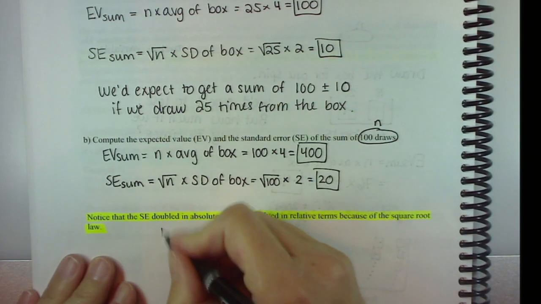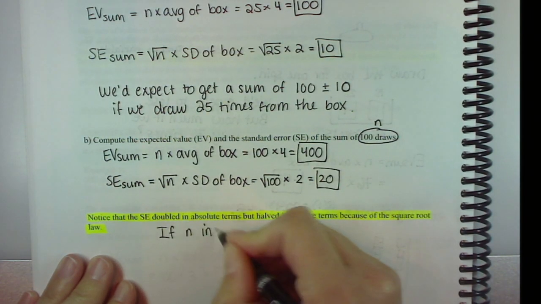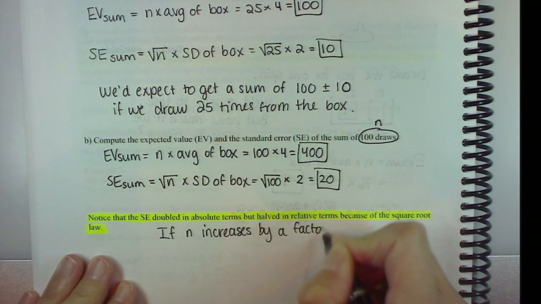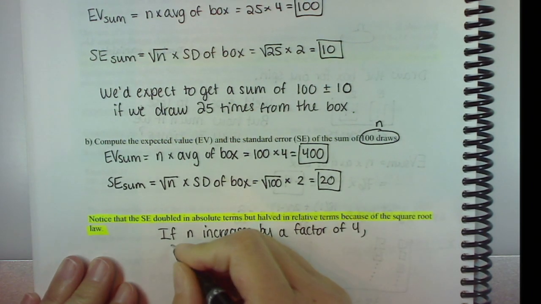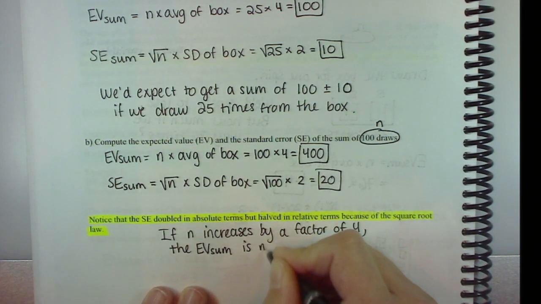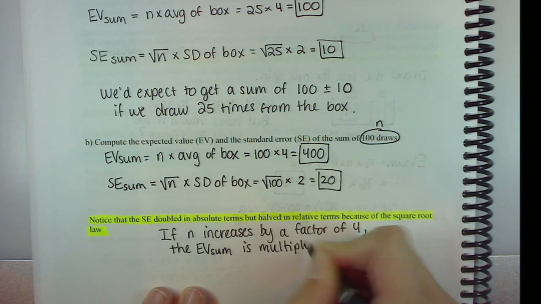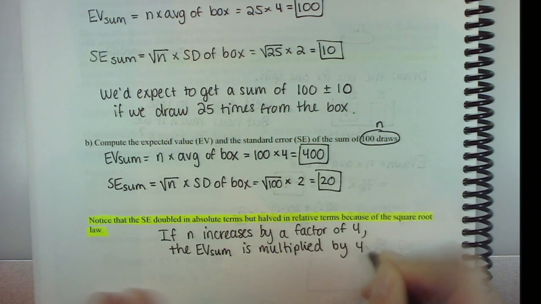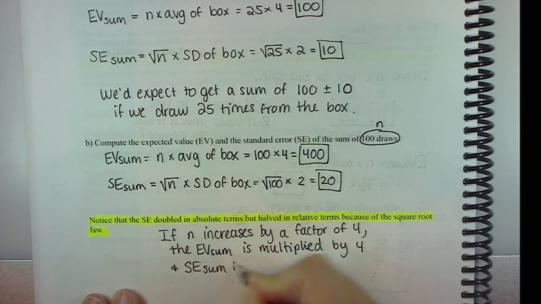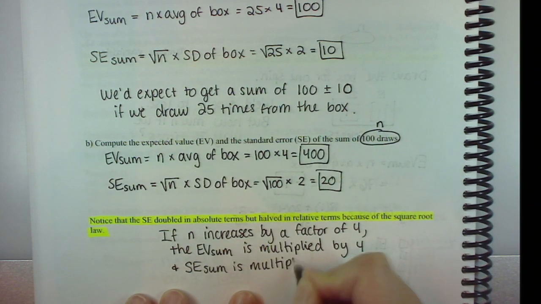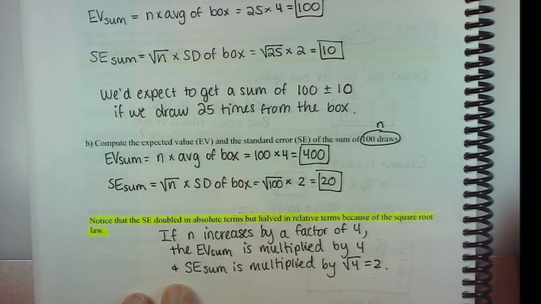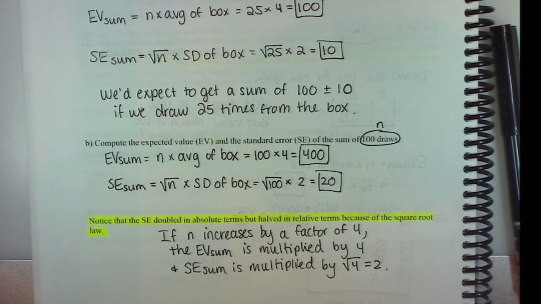So what we said was, if n increases by a factor of 4, then we know the EV sum also is multiplied by 4, but the standard error of the sum is multiplied by 2. So it's multiplied by the square root of 4, which is 2. And that's just because of that square root in the formula.